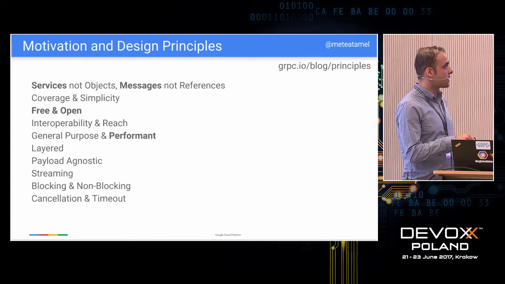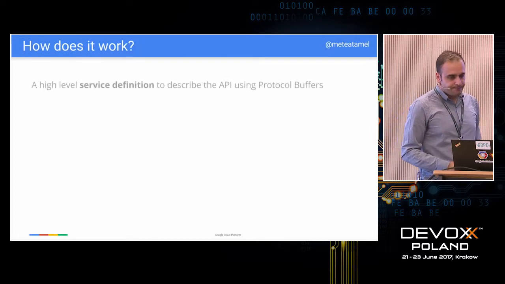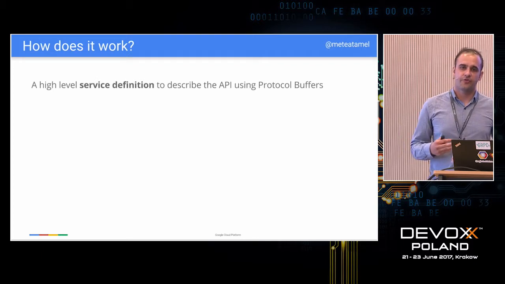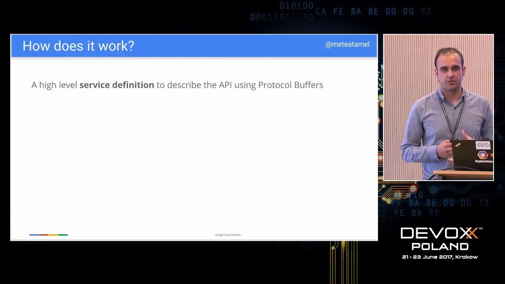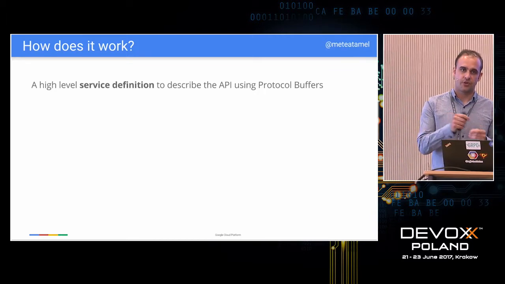But you can read more about it on this page if you're interested. So how does it work? At the very high level, you first start with a service definition. The service definition is basically a protocol buffer file that defines what your services are, what the methods are in your service, and then what the messages are.